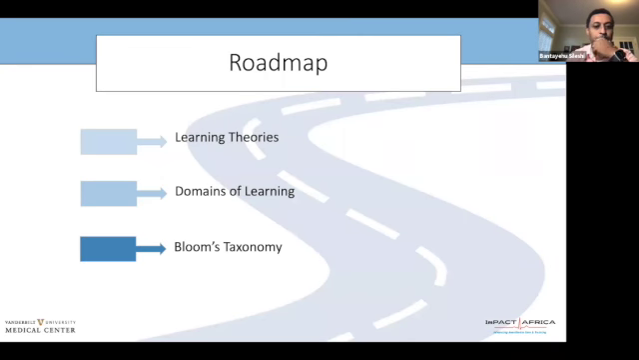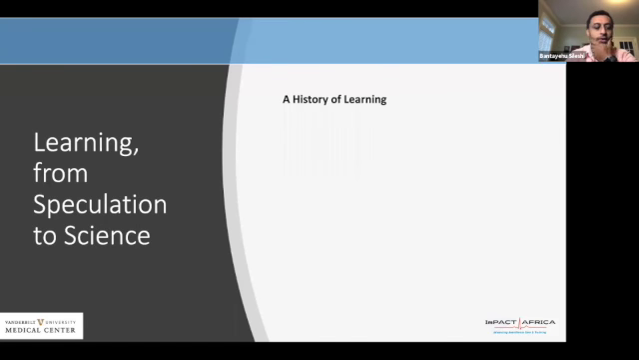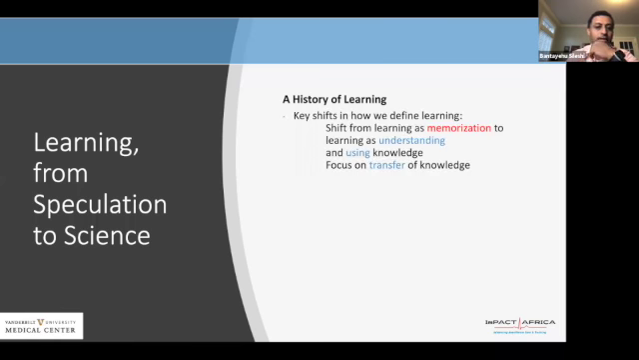So here's my roadmap. We'll spend a very brief time talking about learning theories, and then we'll talk about the 3 different domains of learning, and we'll spend a good amount of time on Bloom's taxonomy. So what are learning theories? In the past 50, 60 years, people have been thinking about learning from just speculation to it being actually a science. And there have been key shifts in how we define learning.